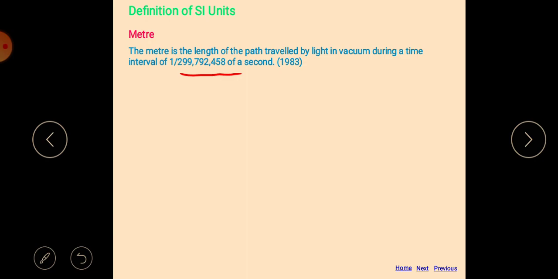Then the meter is what? Length of path travelled by light in 1 upon speed of light of a second.